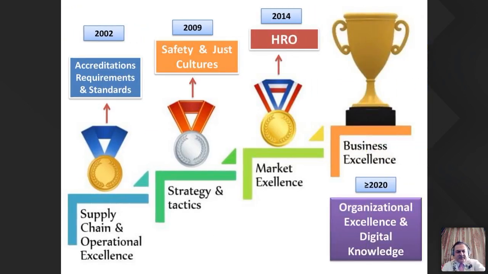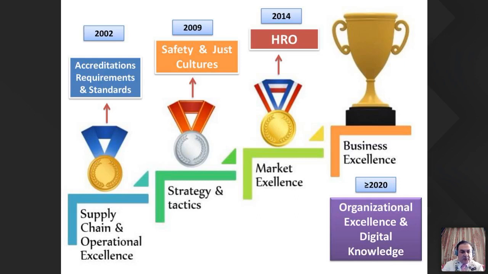And this is how we climb the ladder. When we started the accreditations in 2002 and requirements, now we have a high reliability organization, and now you look at business excellence. One thing of the business excellence model is you have to address the risk and have a mitigation. So organizational excellence and digital knowledge are going along together in the next few years.